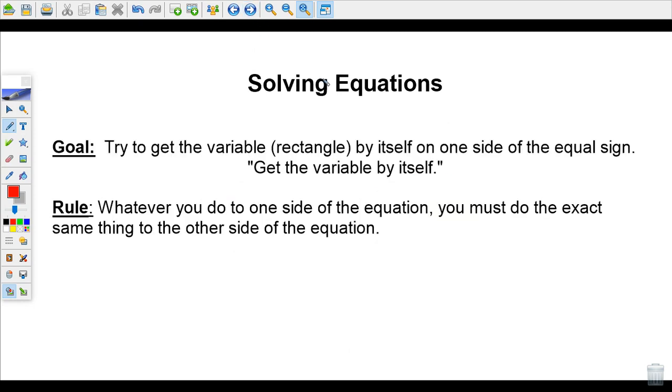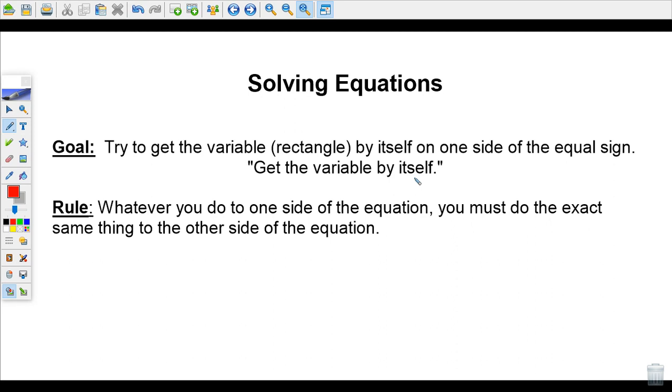So we have a goal when we're solving equations. When we say solve an equation, what that really means is we're trying to get the variable by itself. I put a rectangle here because I've taught with algebra tiles, and if you're familiar with algebra tiles, then that's the shape of variables. But really the goal is to get the variable by itself on one side of the equal sign. Okay, so to put it simply, the goal is to get the variable by itself, whatever letter you're using.